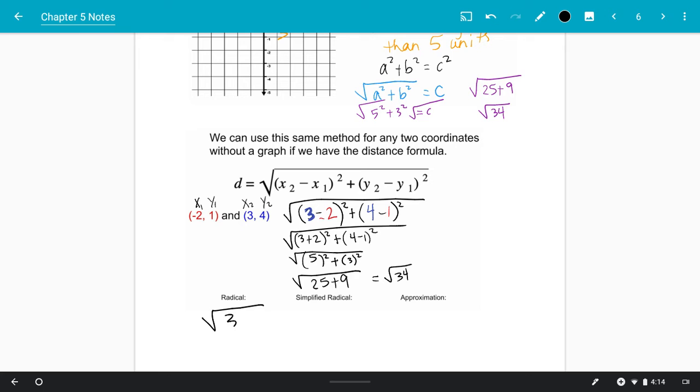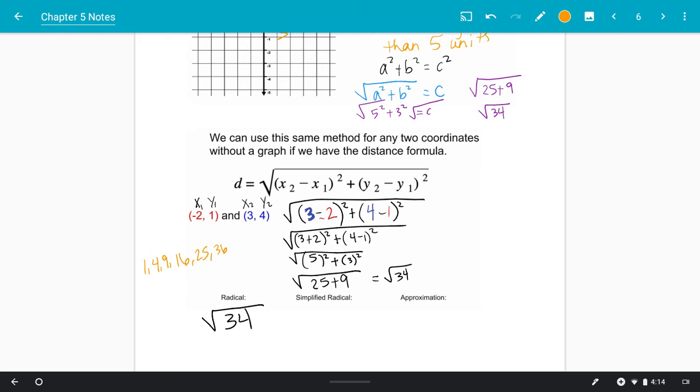So on the quiz, it'll ask for the radical, and that's what it's asking for. It's just that initial solution that you come up with. Then it'll ask for the simplified radical. And this is what we were doing before, where we had our perfect squares: 1 times 1, 2 times 2, 3 times 3, 4 times 4, 5 times 5, 6 times 6, etc.